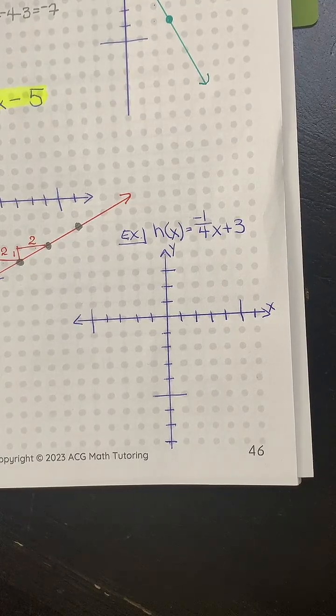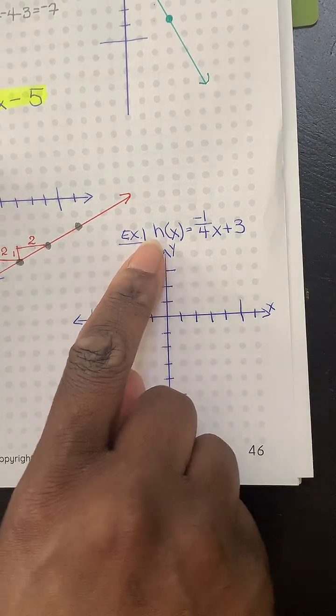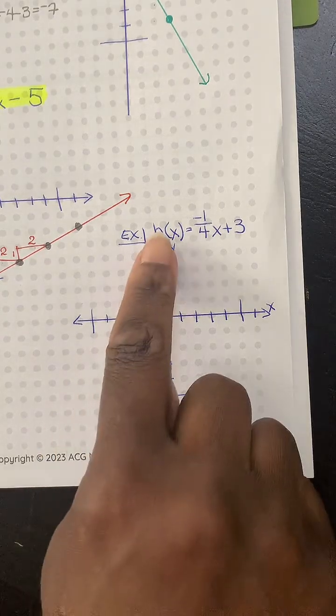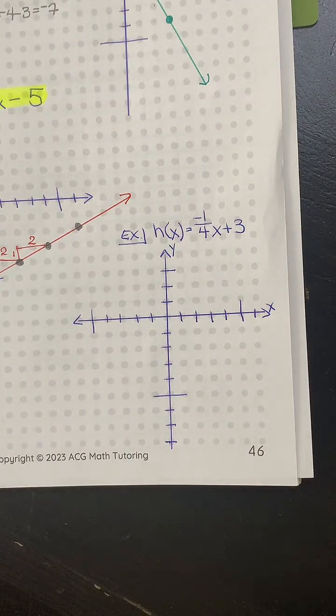Let's see. Does it make a difference if it's h of x or f of x? No, it doesn't. The h and the f are just telling you the names of the function. That's all it is. You could have f of x, g of x, h of x, p of x, not m of x. I've actually seen z of x. Okay, so all you're doing is just naming the function. Okay, good question.